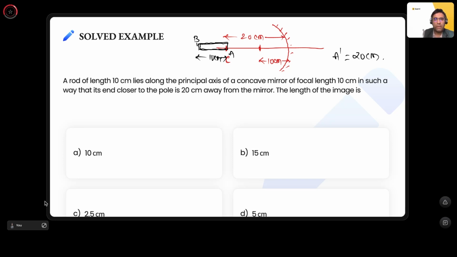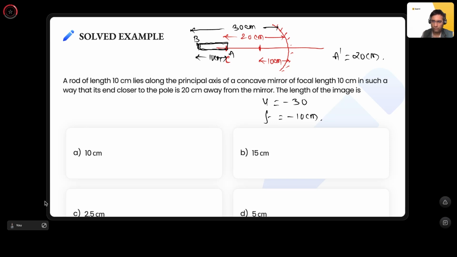Now this end B, इसका distance pole से क्या होगा? It will be 30 centimeter from the pole. Now we have to find B dash, की इसका image कहाँ बनेगा? Alright. तो उससे हमें लेंथ पता चल जाएगा. तो आप समझ गए होंगे क्वेश्चन डायग्राम देखकर. तो यहाँ से u we are given as -30 for end B we are solving. -30, focal length is minus of 10 centimeter.